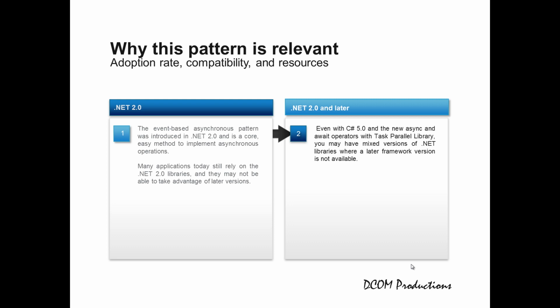Even if you can use components of later frameworks, let's say you have an assembly that uses .NET 4.5, but you have another assembly that's .NET 2.0. That .NET 2.0 assembly can't take advantage of the task parallel library. So you're still stuck in the same situation where you need to use something else. So this is still very relevant in today's standards and practices.